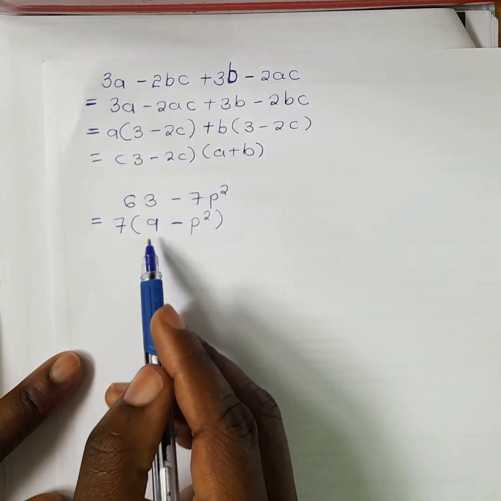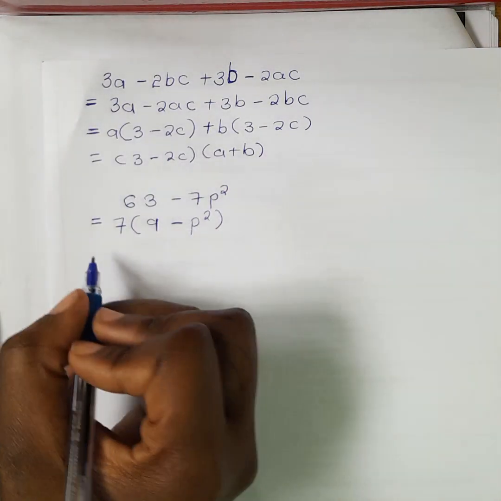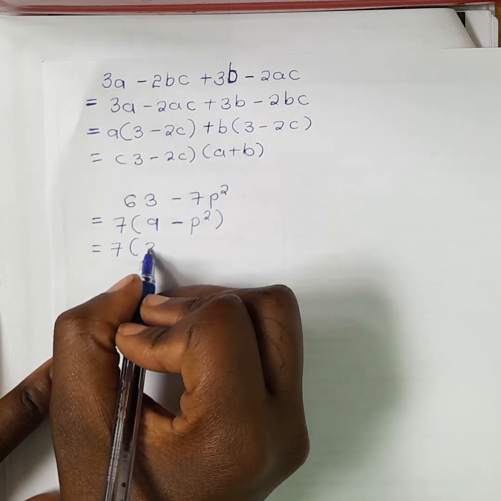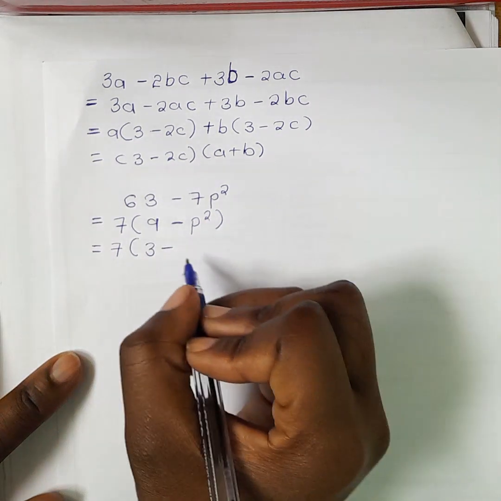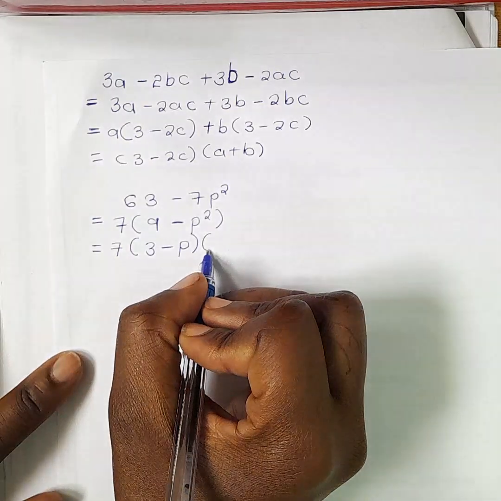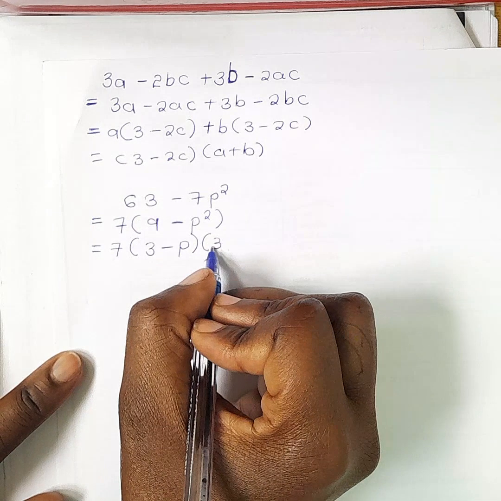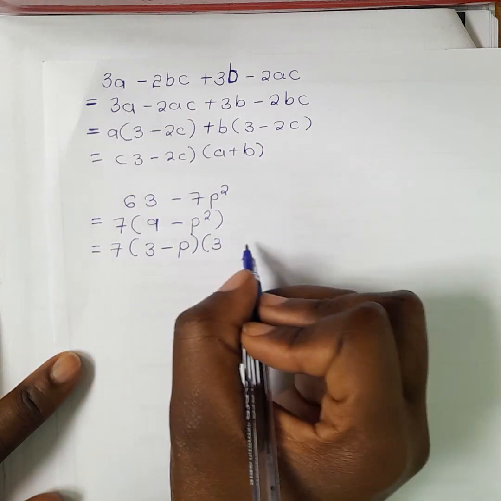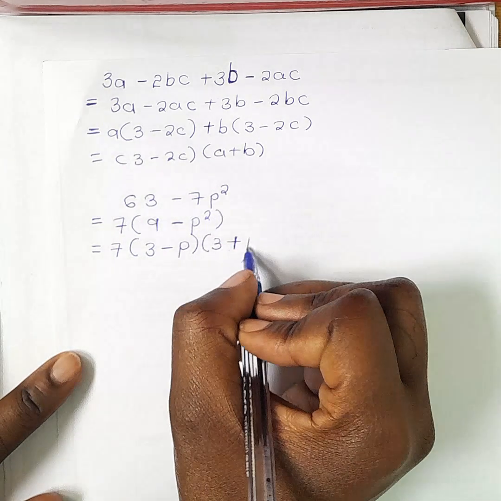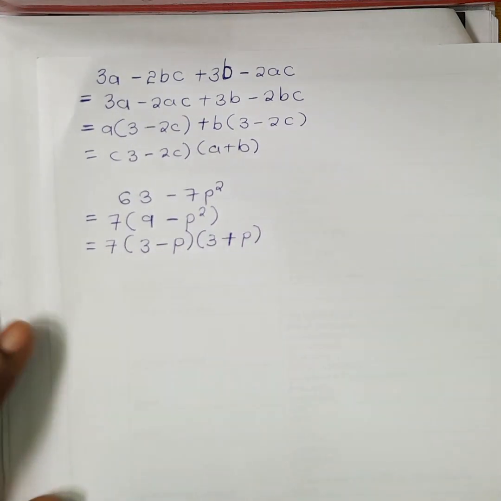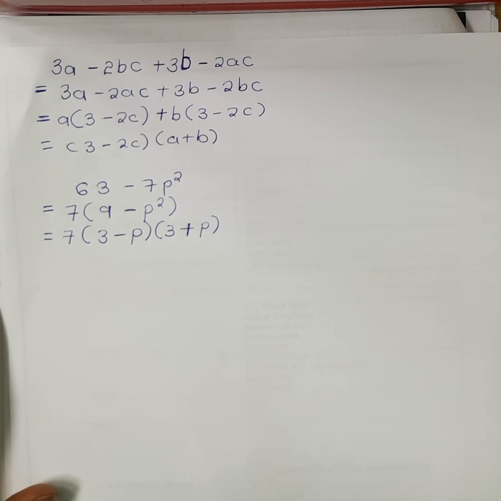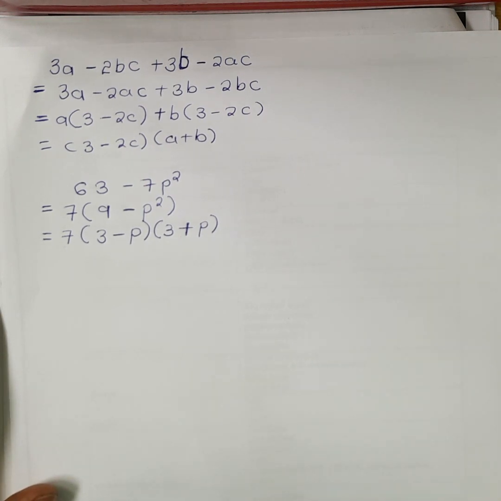This is a difference between two squares, so we need to factorize it further. The square root of 9 is 3, minus the square root of p squared, which is p. We'll open another bracket. Square root of 9 is 3. We need to change the sign to be positive here. And then the square root of p squared is p. So it means that our final answer is going to be 7 times 3 minus p times 3 plus p.